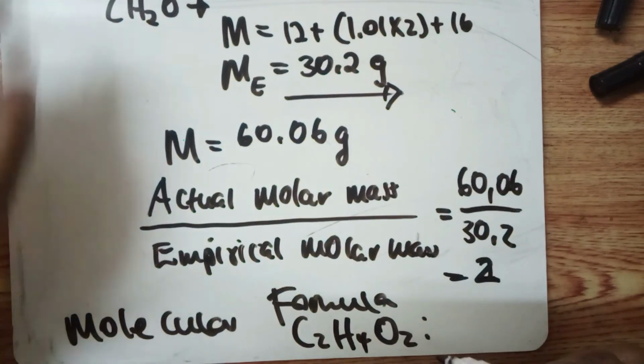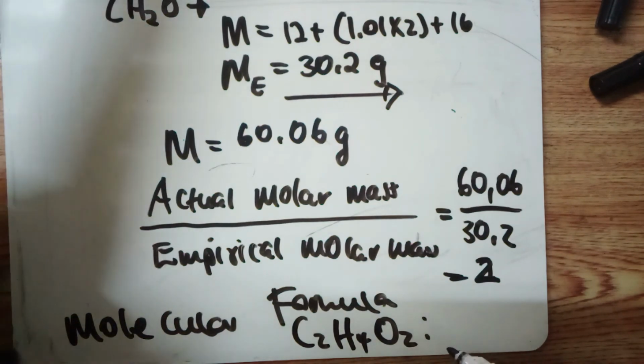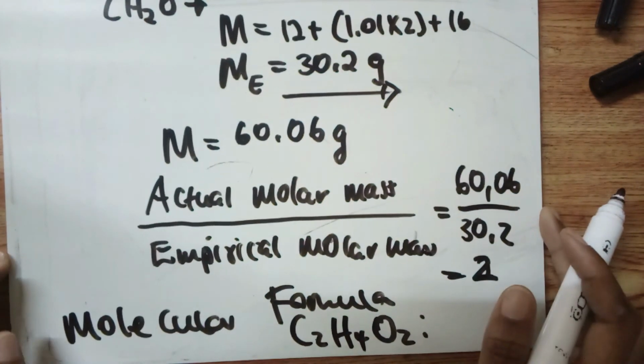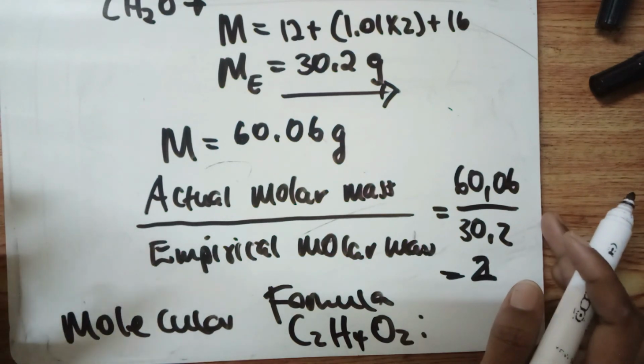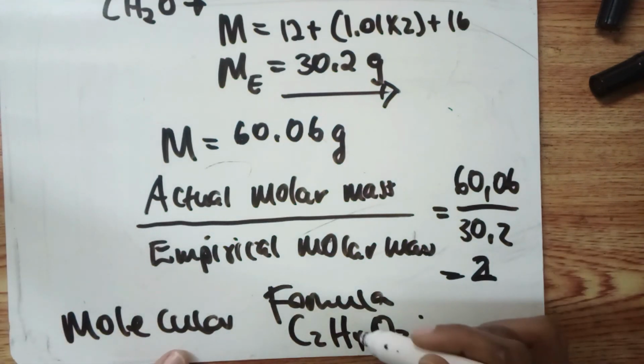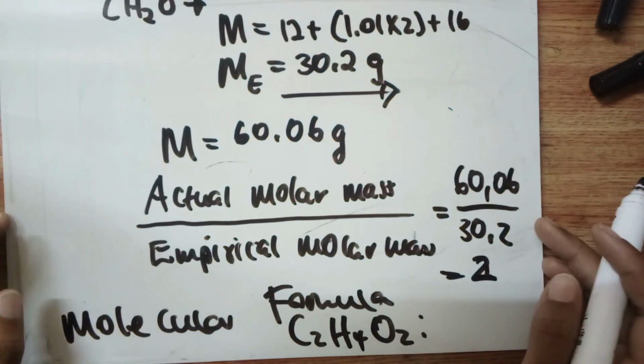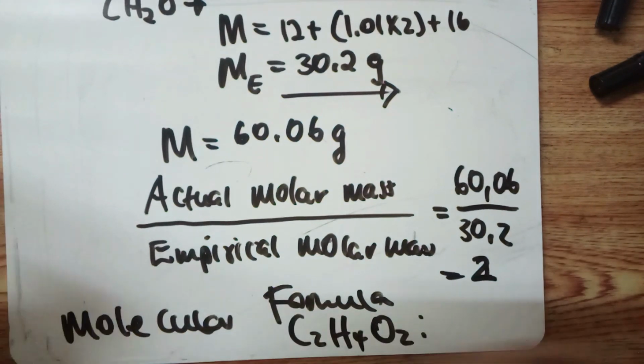So now differentiate between empirical formula and molecular formula. For empirical formula, we get the smallest whole number ratio of the atoms, and here is not really the smallest whole number ratio of the atoms. That is the actual molecular formula.